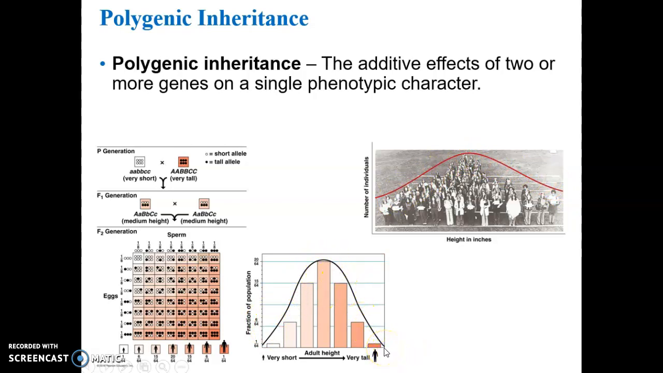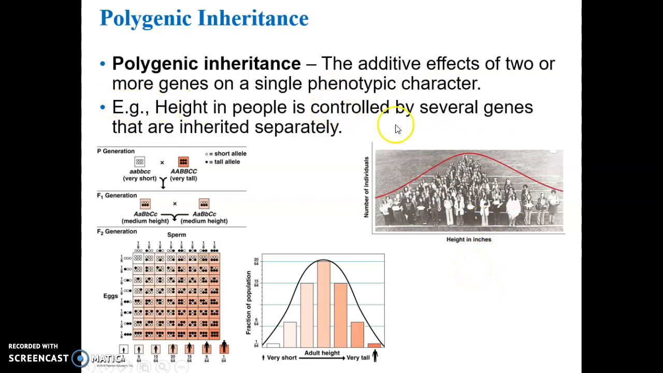Very tall individuals, a few of them. Very short individuals, a few of them. Most individuals are right in the average height. How is this explained? It's not dominance, codominance, recessiveness, or dominant inheritance. This is explained by polygenic inheritance, where multiple genes or alleles have an additive effect on a single physical phenotypic characteristic like height.